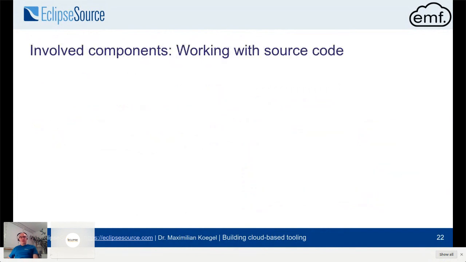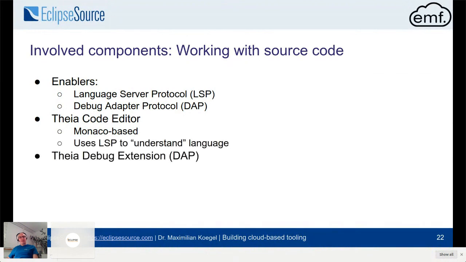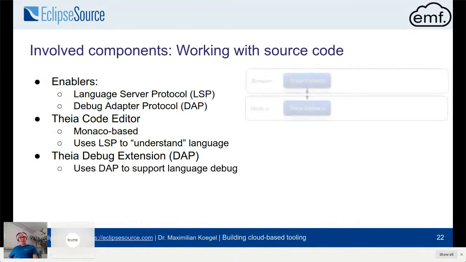How did we build that demo for working with source code in this tool? The enabler is the language server protocol, as we've just seen. Of course, there's another important enabler, the debug adapter protocol, which is kind of the same thing as LSP, just for debugging. And we have seen the Theia code editor. The Theia code editor is built on Monaco, which is also used by Visual Studio Code. And it is an LSP client. So it's an editor that speaks via LSP with a language server. And we have seen the Theia debug extension. It uses the debug adapter protocol to support language debugging.